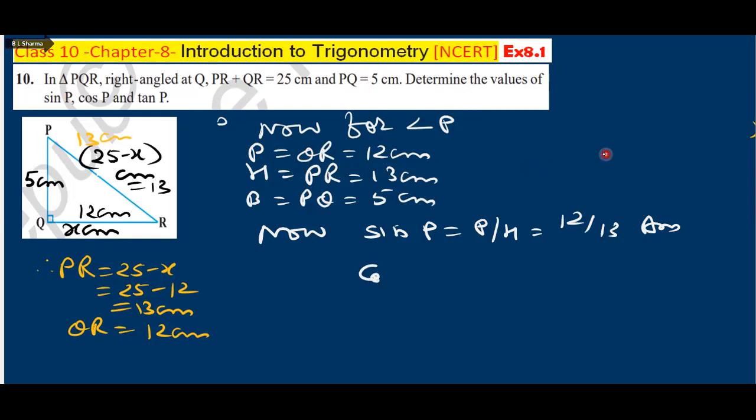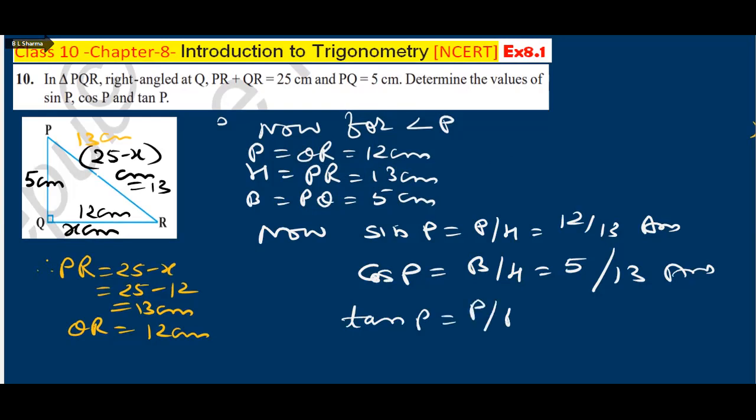Cos P. Cos means base upon hypotenuse. Base is 5 and hypotenuse is 13. So that is 5 upon 13. Answer. And tan P. Tan P is perpendicular upon base, that is 12 upon 5. Answer. So that's all for this question.